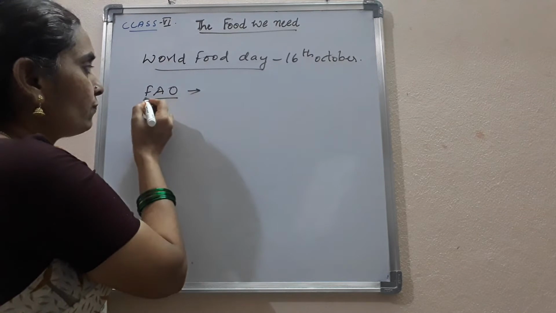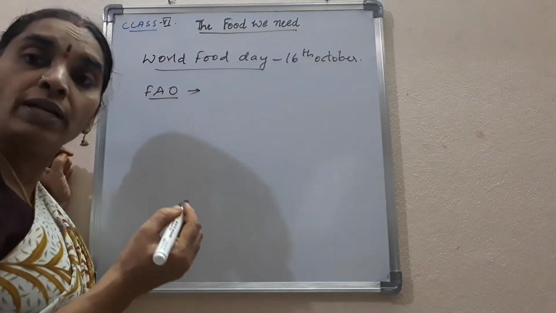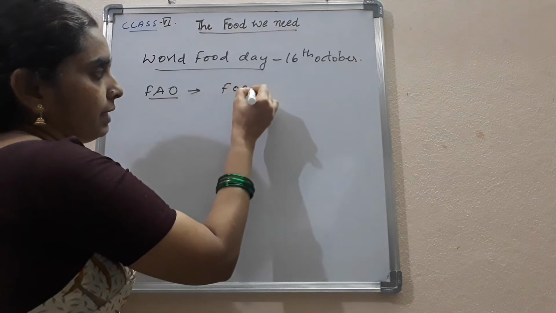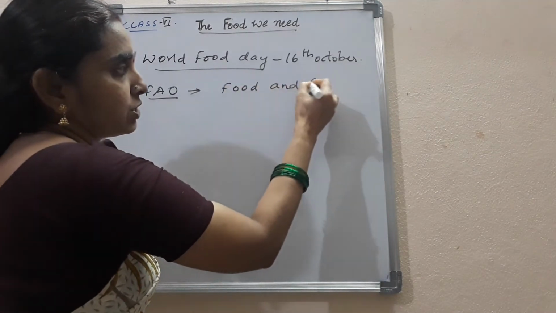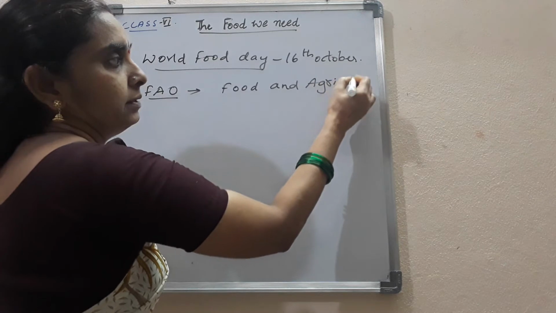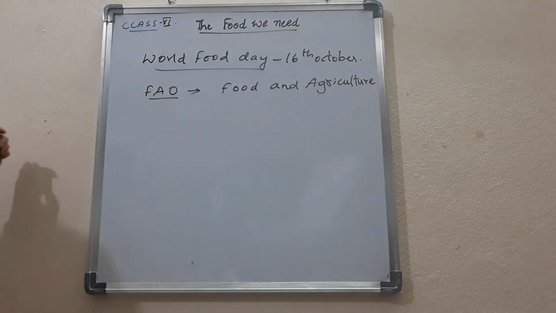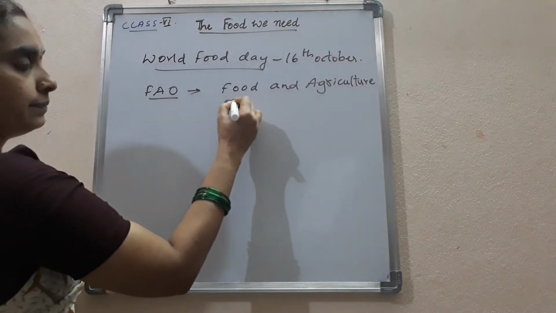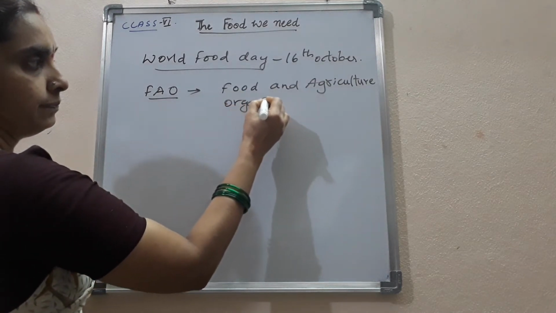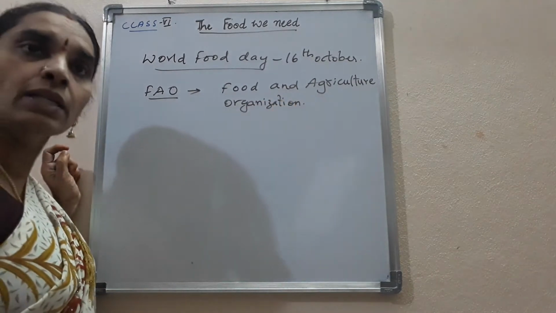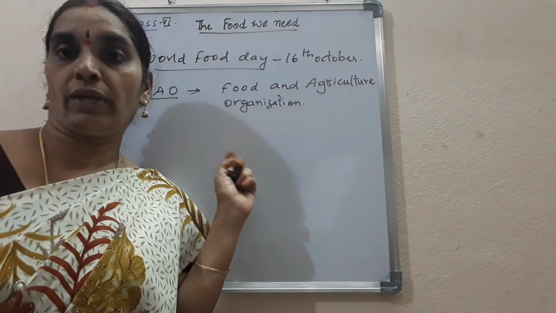Is it clear? What is the full form of FAO? Food and Agriculture Organization. Is it clear, children? So, what is the aim of FAO?